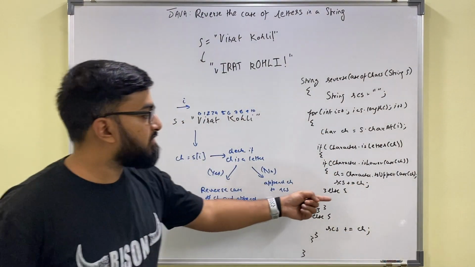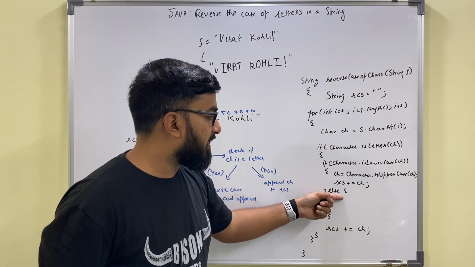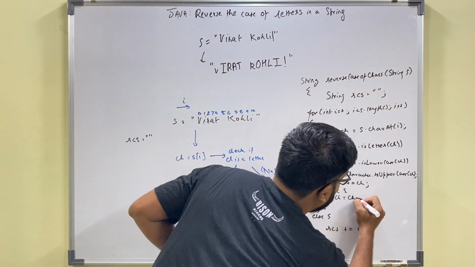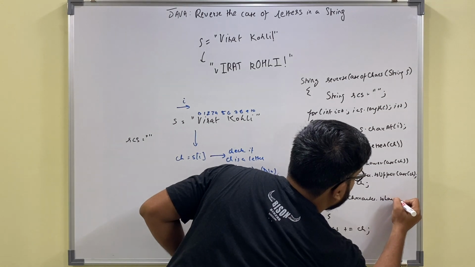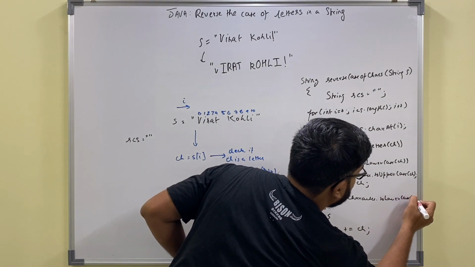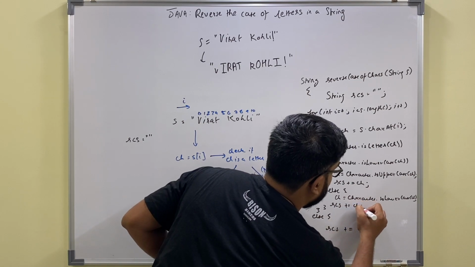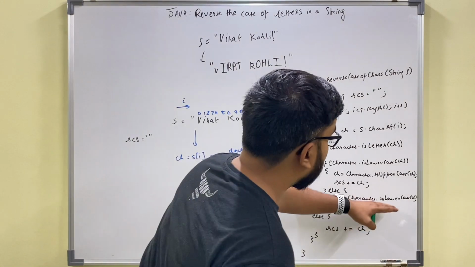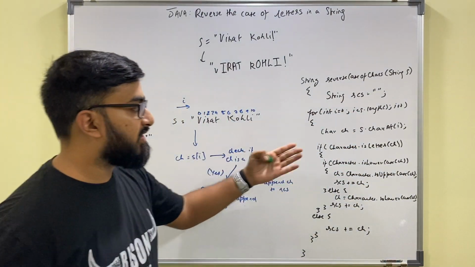The else part is where the character is not lowercase, that is, it is an uppercase. So we convert it to lowercase. We do Character.toLowerCase(ch), and then we do RCS plus equal to ch. So these are the functions of the Character class, and these are helpful in operations like these, when you have to deal with characters.